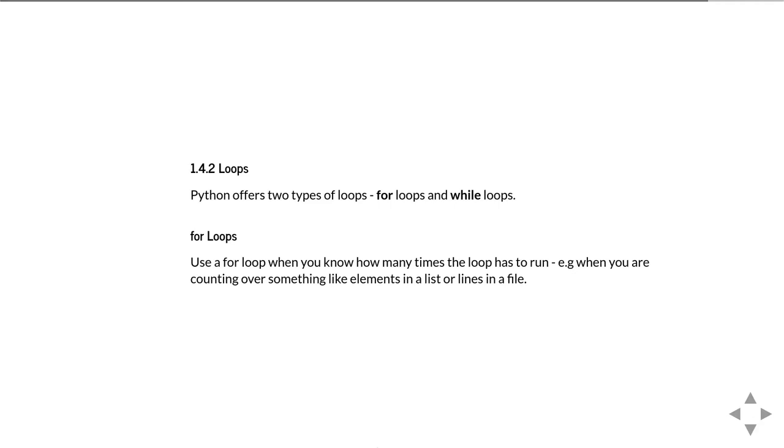And I'm asked about how to know the difference between a for and a while, and when you should use a for and when you should use a while. And the answer is basically that a for loop is used when you know how many times the loop has to run, at least what's the maximum number of times a loop has to run. So e.g. when you're counting over something, like the elements in a list or the lines in a file, something where you're basically counting up over something which is definitely going to have a finite end to it.